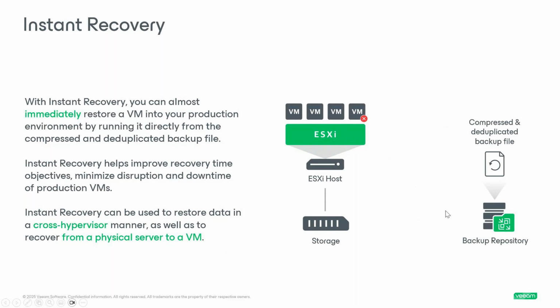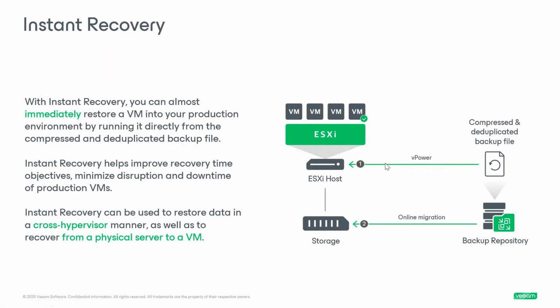So this is the process of running Hyper-V. I'm sorry, instant VM recovery. Veeam leverages vPower to mount the backup file while it's still compressed and deduplicated to the production host. And once the VM is running, Veeam is going to prompt you to do migration of that backup file to complete the operation and get a full VM recovery.